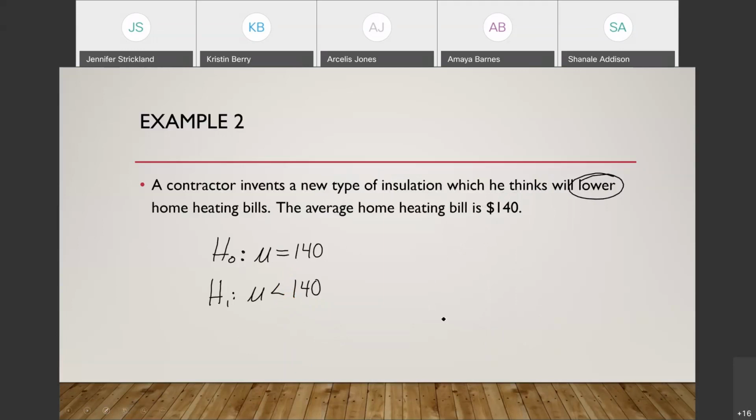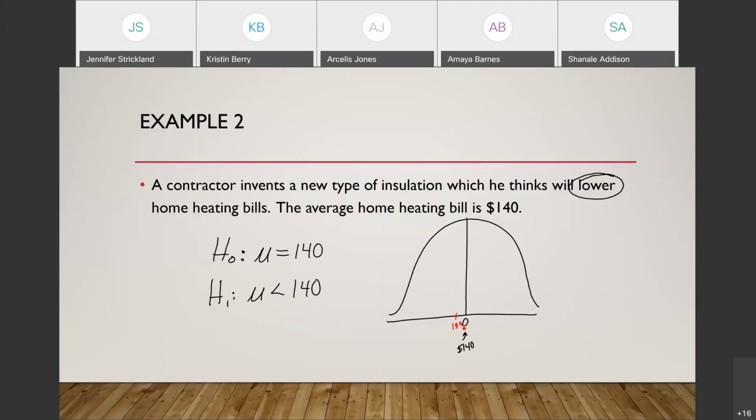All right, draw a curve. Okay. Average is sitting in the middle. Z-score of 0, but regular number of 140. Okay, so remember that he wants it to lower the home heating bills. So he puts this insulation in somebody's house, and their heating bill drops to $139.